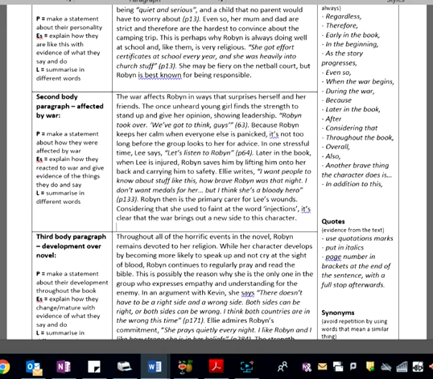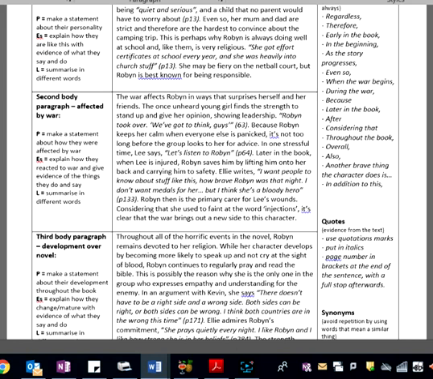The war affects Robin in ways that surprises herself and her friends. That's my point. The once unheard young girl finds the strength to stand up and give her opinion, showing leadership. Robin took over. We've got to think, guys. Because Robin keeps her calm when everyone else is panicked, it's not too long before the group looks to her for advice. In one stressful time, Lee says, "Let's listen to Robin."